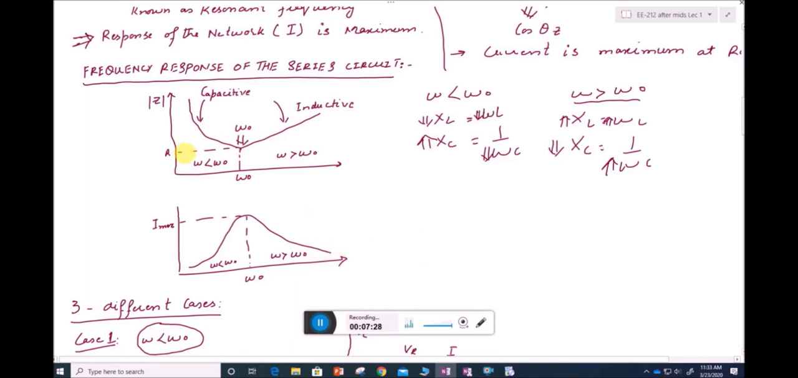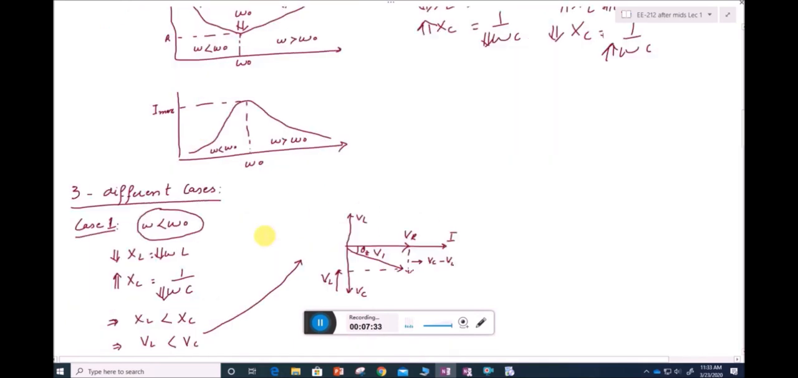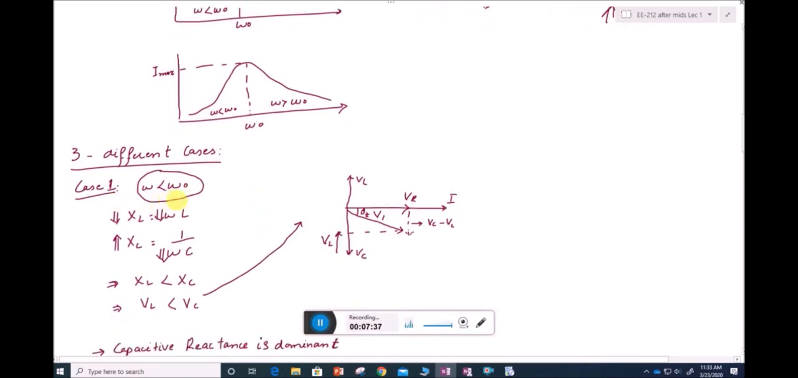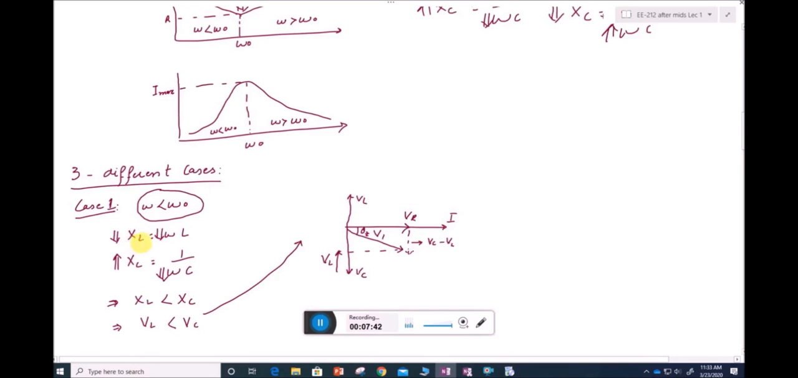From this particular graph, the impedance graph, we can again define three different cases. The first case is omega is less than omega naught: XL will be a smaller value and XC will be a larger value. So it shows that if the inductive reactance is small, the voltage across the inductor will be small, and if the capacitive reactance is a large value, the voltage across the capacitor will be a large value.